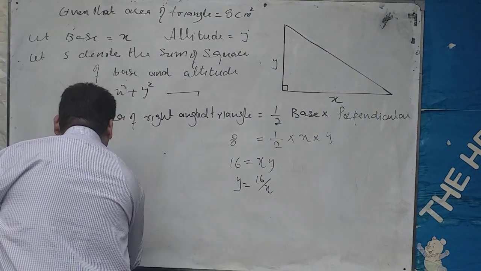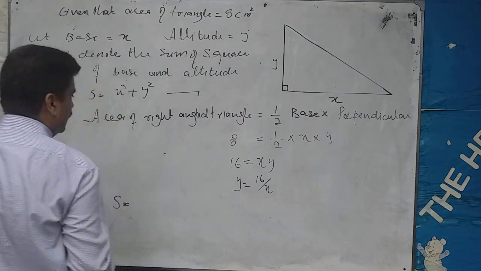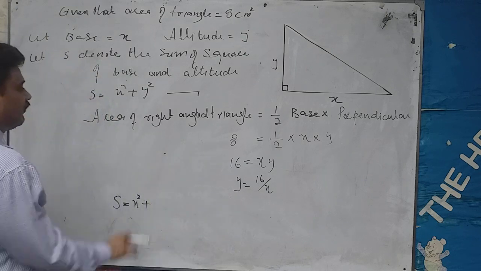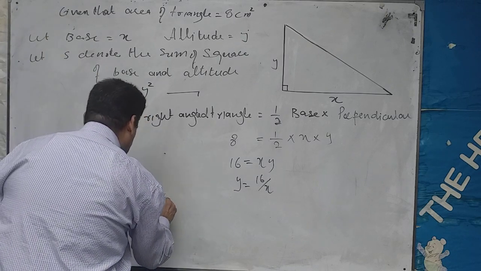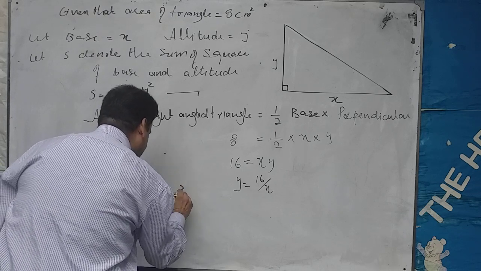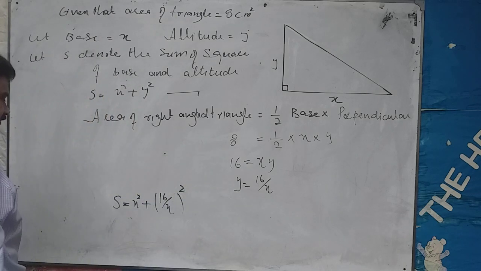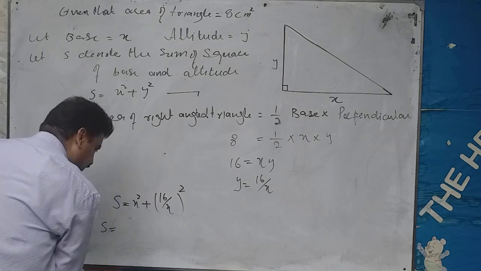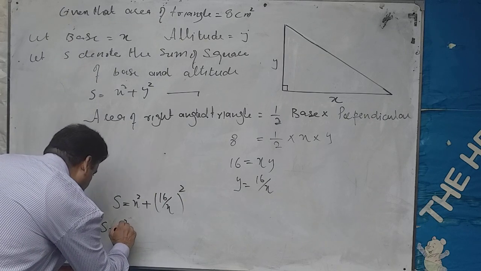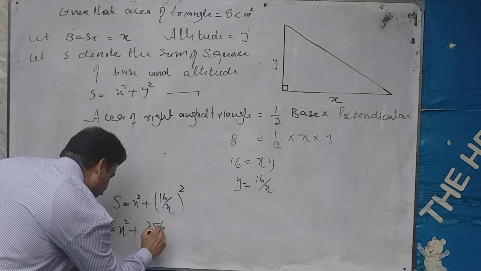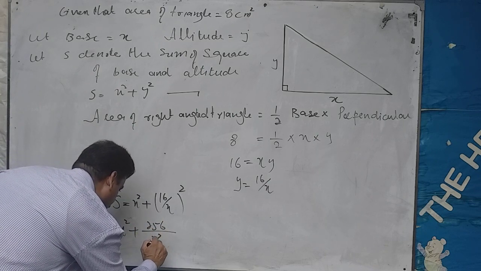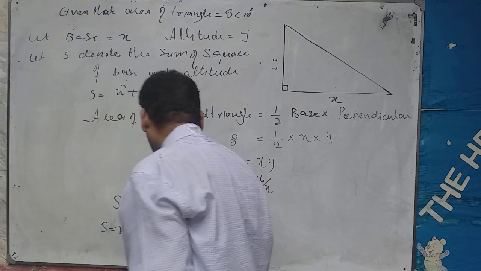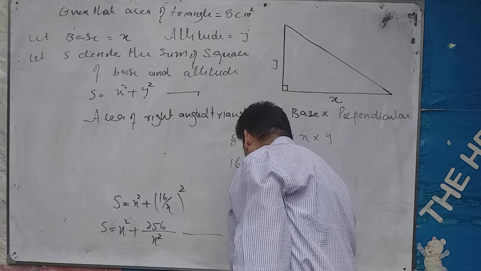Putting the value of y in this equation, we get S is equal to x square plus y square, meaning x square plus square of 16 by x. After taking square we get S is equal to x square plus 256 by x square. We name this equation 1.